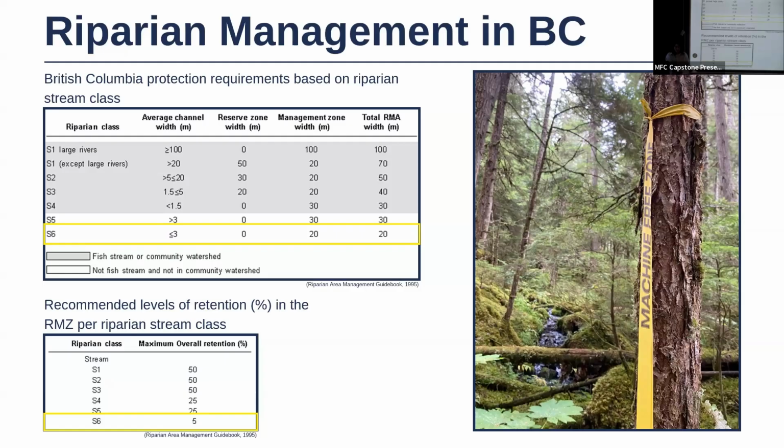However, while S6 streams don't have these buffer zones, a 5-meter machine-free zone is often employed under best management practices. So while machines can't cross into this 5-meter area, harvesting can still occur. It's also important to note that different companies and licensees follow different best management practices and prescribe levels of retention on a site-specific basis.